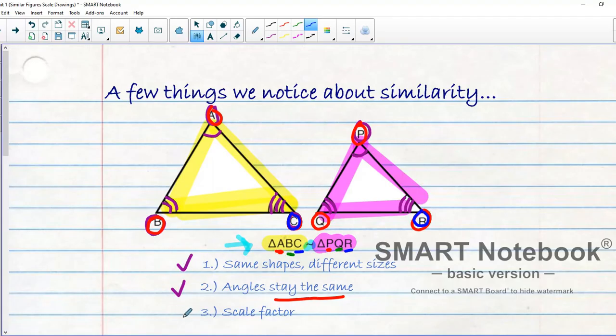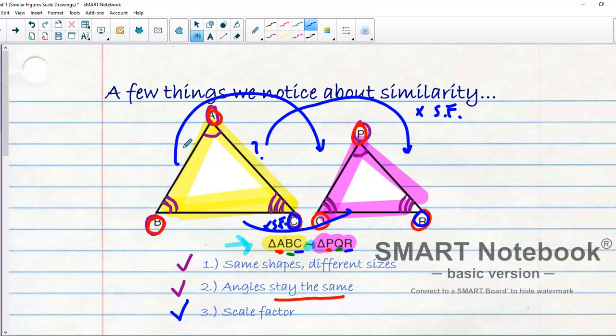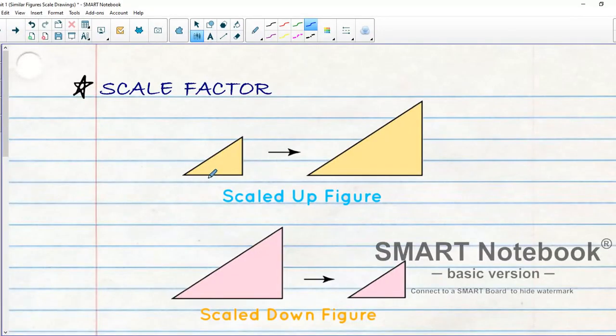Okay, and the last thing is they share the same scale factor. So whatever you multiply this side here with, the scale factor, all three of them are going to share the same scale factor, by multiplying them. You can't add or subtract, remember? Okay, so that's the first thing. Now, let's talk scale factor then. What's a scale factor? Well, there are two ways you could scale a figure. You can make it larger, like this.